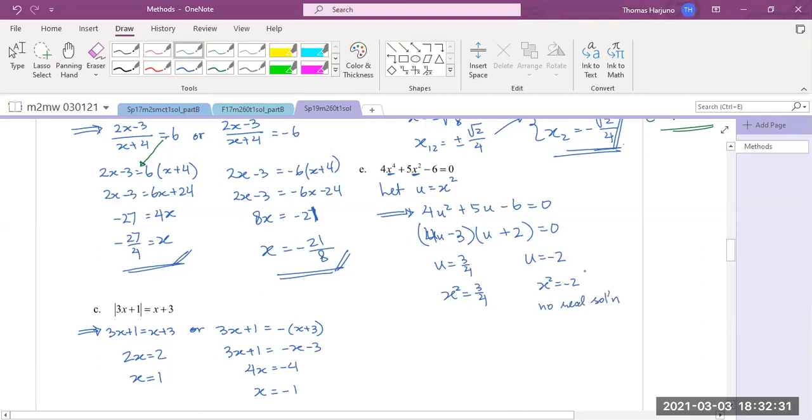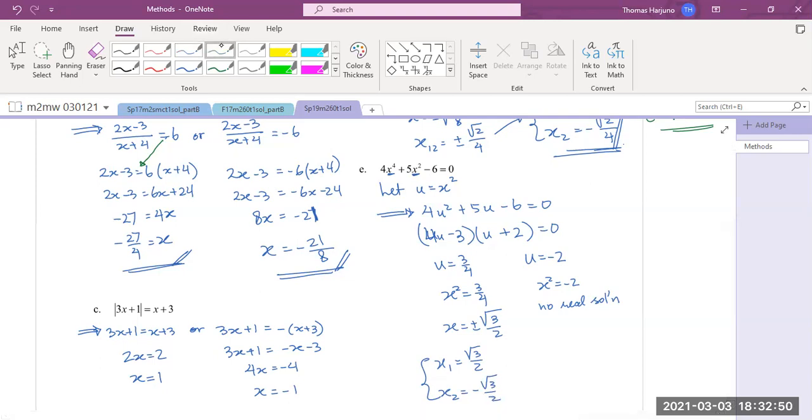But you can go on from there. Okay, let me do the left hand side first. So x equals plus or minus square root of 3 over 2. So x1 is square root of 3 over 2. X2 is negative square root of 3 over 2.